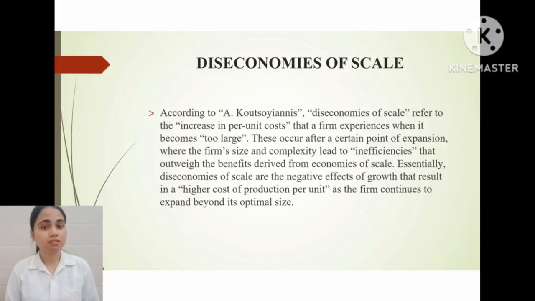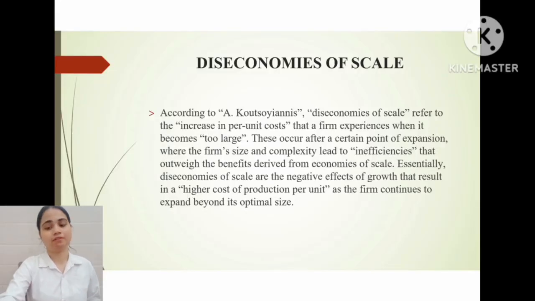These occur after a certain point of expansion, where the firm's size and complexity lead to inefficiencies that outweigh the benefits derived from economies of scale. Essentially, diseconomies of scale are the negative effect of growth and result in a higher cost of production per unit as the firm continues to expand beyond the optimal size. This is the definition or meaning of diseconomies of scale.